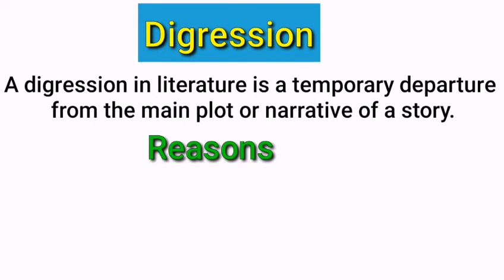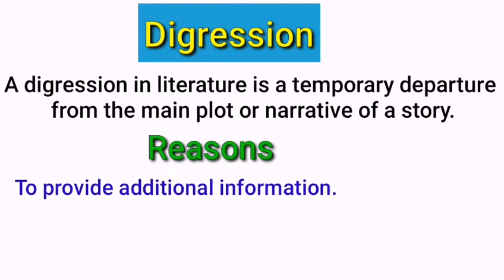The first one is to provide additional information. By this point, it means that digressions can be used to provide the audience with information about the characters, the setting, or the plot of the play. Simply, the playwright sometimes provides information through digression which is necessary for the main story.